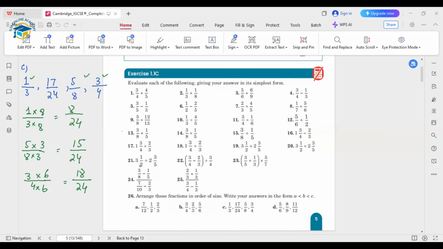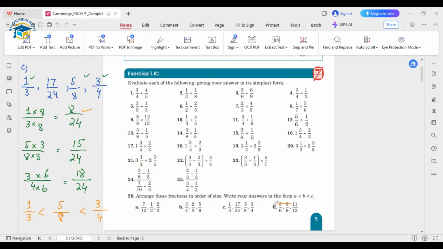Accordingly, now we need to arrange the fractions. So the first fraction is 1 by 3. This is the least fraction. Next we have 5 by 8. And at last we have 3 by 4. So these fractions we got already arranged in this way, like 8, 15, and 18. So accordingly, we will arrange them.